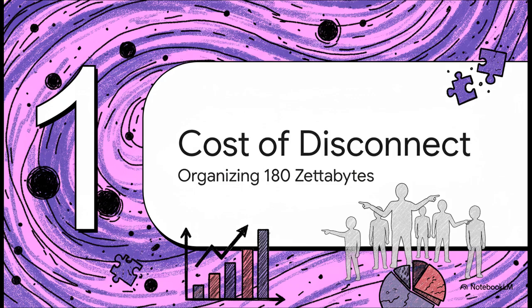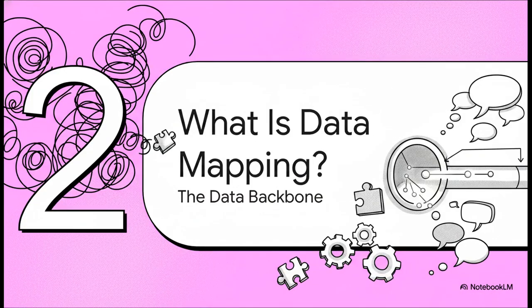To understand why this is such a massive issue, we really have to look at the astronomical cost of operating with disconnected systems. Right now, globally, we are managing over 180 zettabytes of data. When data at that insane scale isn't mapped, it leads to huge blind spots, duplicated efforts, and this sort of silent degradation of your reporting. Which brings us to section 2. What is data mapping? Let's define the backbone of data integration to understand how we actually fix this chaos and start speaking one unified language across the whole enterprise.